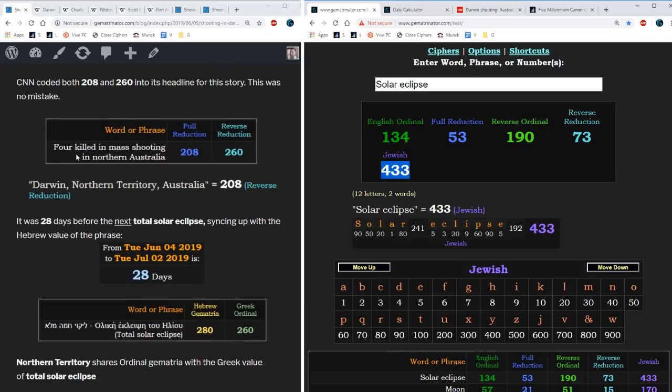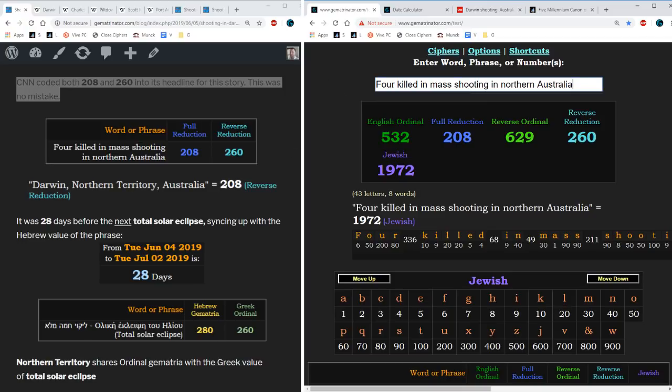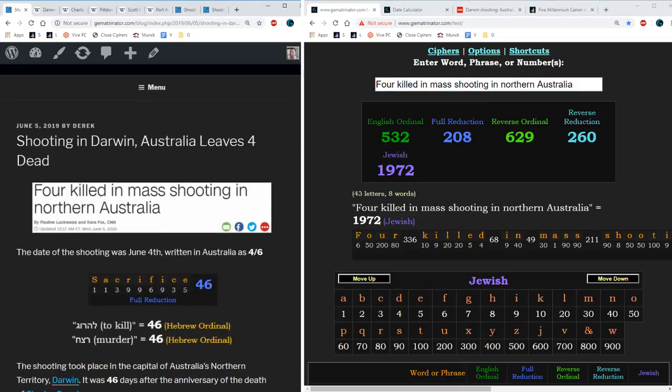Next, I want to look at the gematria of the first article CNN published, and I do pretty much always look at CNN. I always look at the first article that I see, but CNN is the first one I check, so it's almost certain that these other news outlets are coding their headlines similarly. But to point out CNN's first one, which I believe was the one I put up on the top of my blog post: 4 killed in mass shooting in Northern Australia.